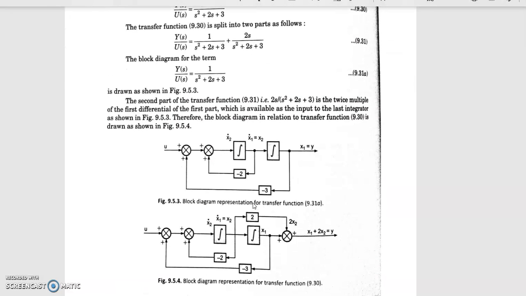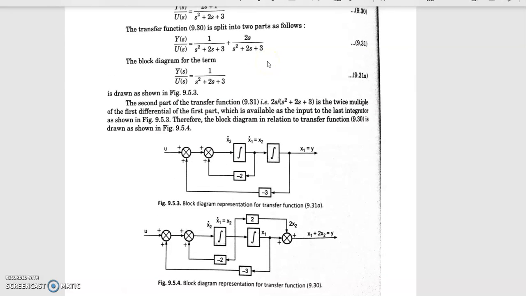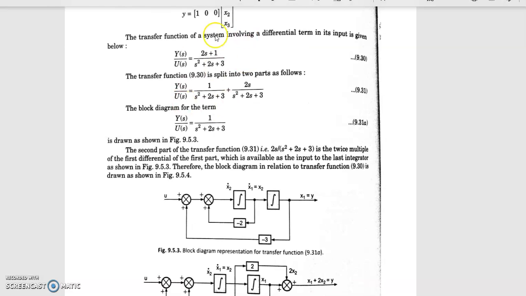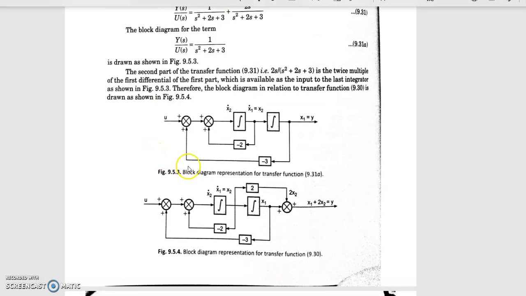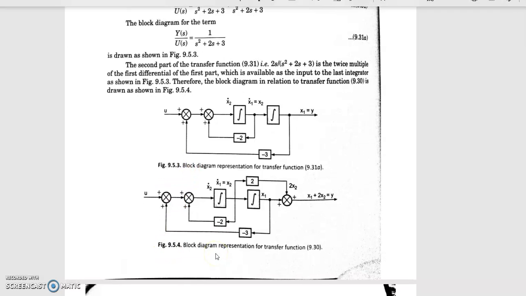Now comes another option, another question. This is a similar question by which we can separate these two terms as shown in 9.31, and the total concept to solve this in a decomposition can be represented by the first term in 9.5.3 and the second term in 9.5.4.